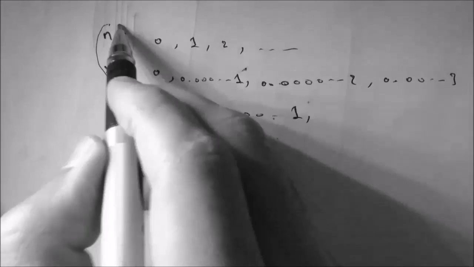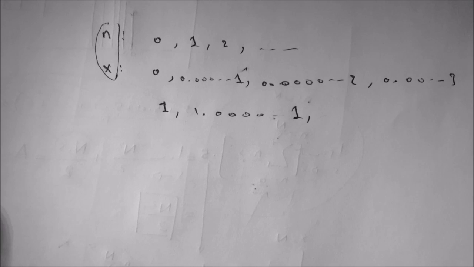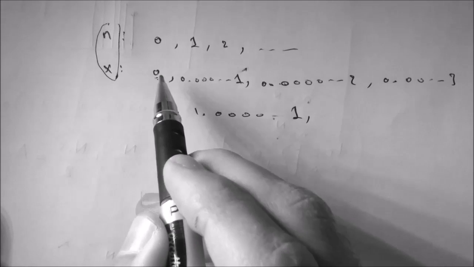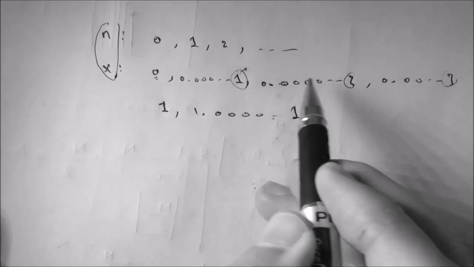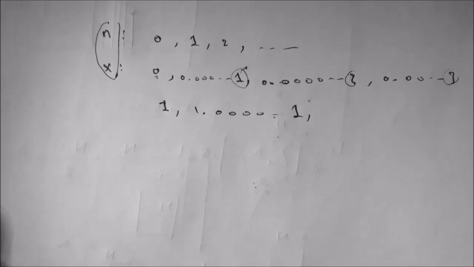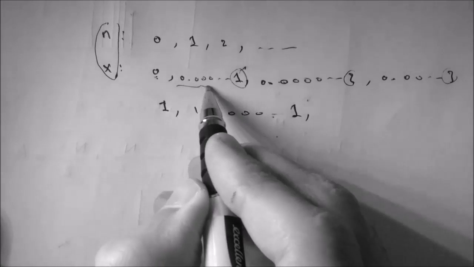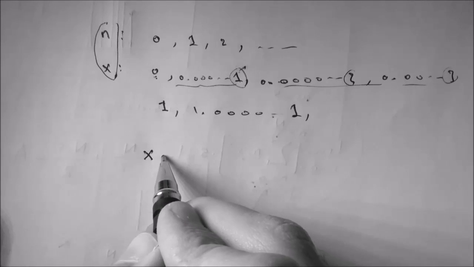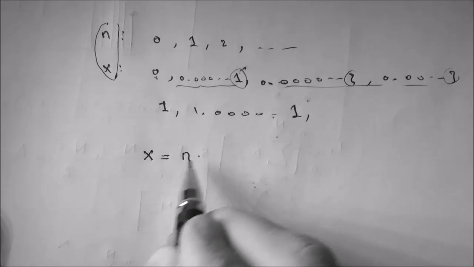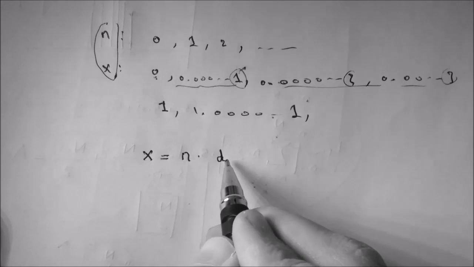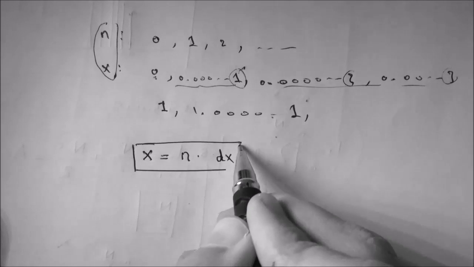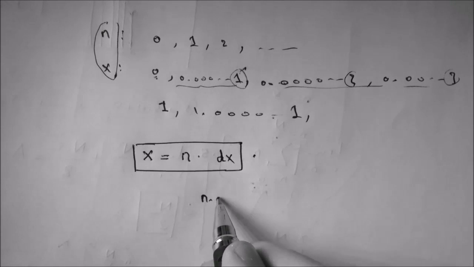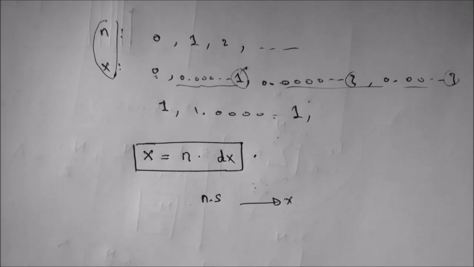So what's the relation between these two variables? You can see that we have here 0, 1, 2, and here we also have 0, 1, 2, 3. It counts in the same way. The only difference is that it's multiplied by a very small number. So we can say that x, the continuous variable, is the same as a discrete variable like n, but multiplied by a very small number, say dx. This is the relation between a continuous variable and a discrete variable, which we used when we replaced n times s by x.